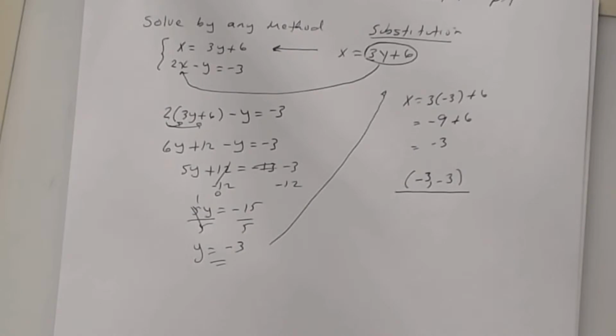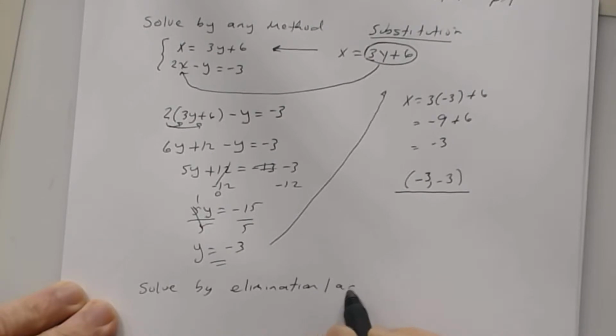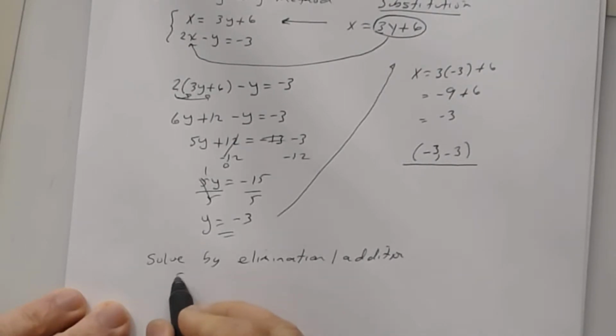All right. Now, remember, we solved this by substitution. If someone wanted to use elimination, let's do it by elimination. Okay, so elimination/addition. So I'm going to go back and we'll go ahead and rewrite the system again.